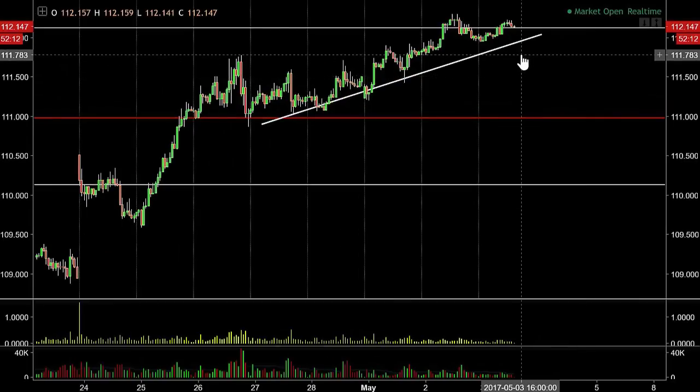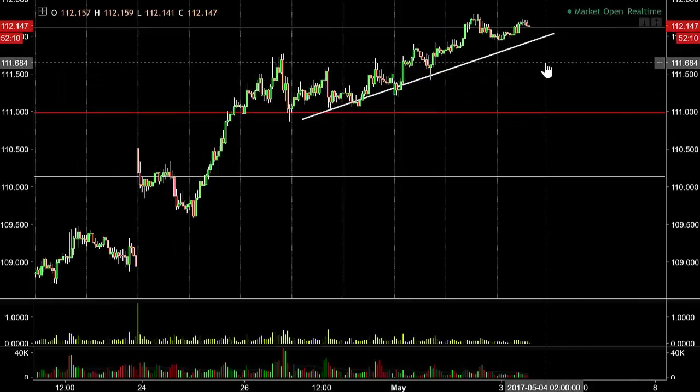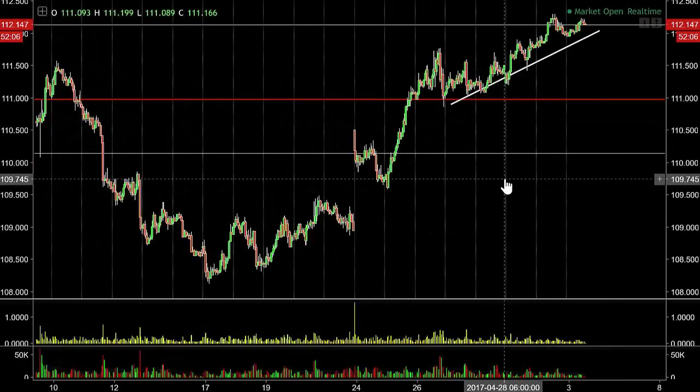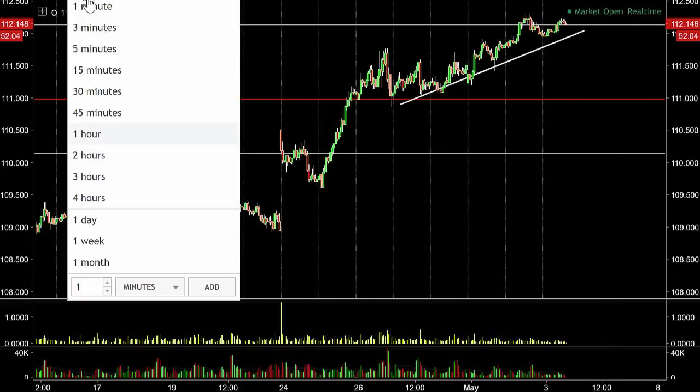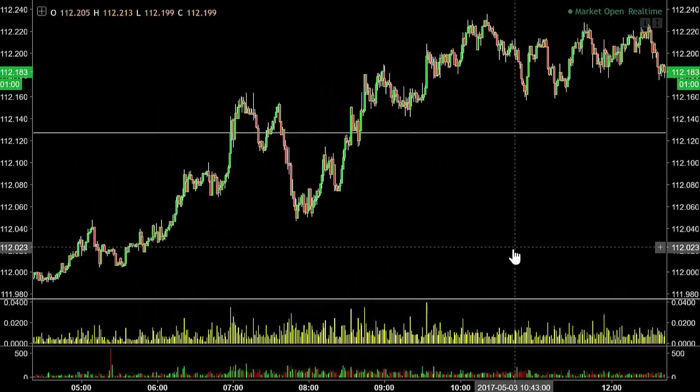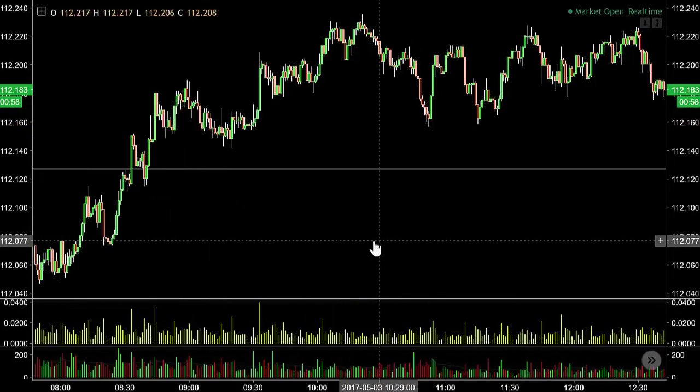So we will perhaps see how that evolves and how that actually develops as we push on. So let's look at a lower time frame chart. That's what I wanted to do with this video. If we go to a 1 minute chart, what we're going to get is a lot of false breaks.